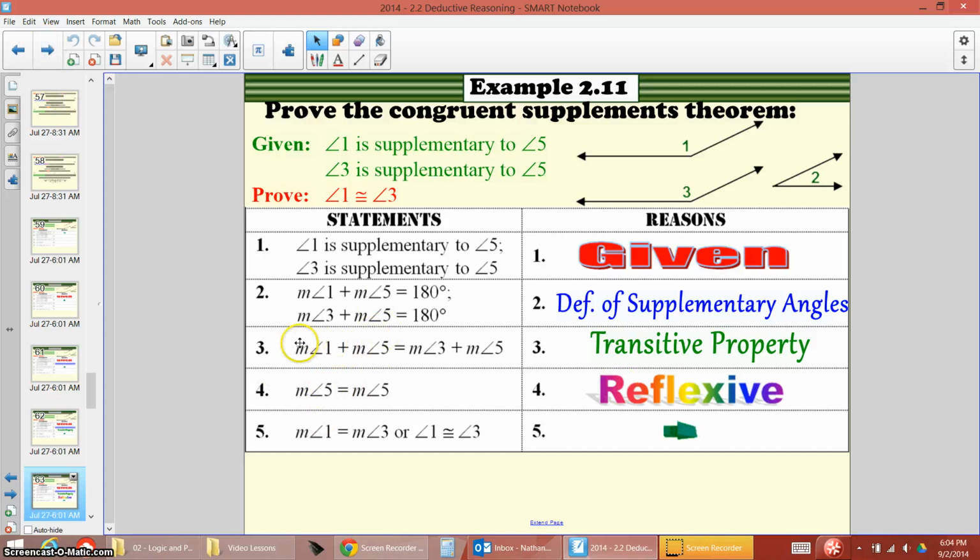Now, this last step, we're going to combine 3 and 4 to do a little bit of a subtraction property. We're going to subtract the measure of angle 5 from the measure of angle 5 right here. And they're going to go away, and we're left with the measure of angle 1 is equal to measure of angle 3, or angle 1 is congruent to angle 3. And that is how we use this supplementary theorem in practice.